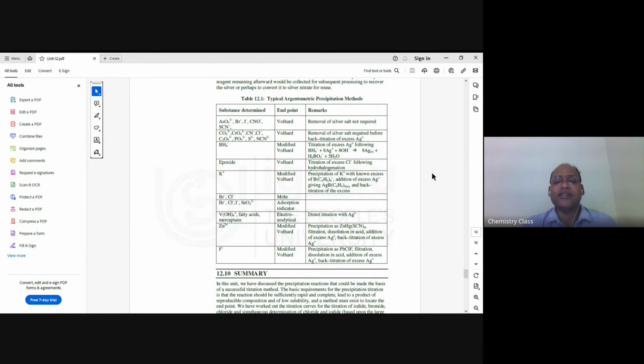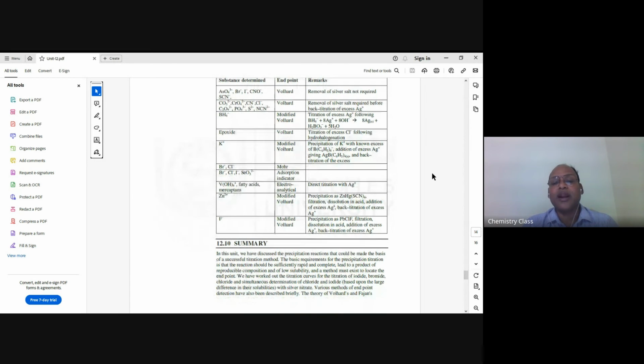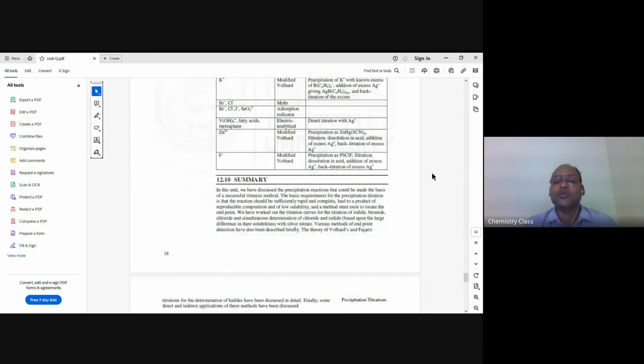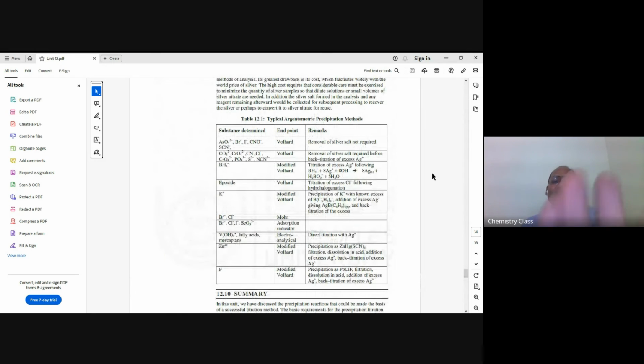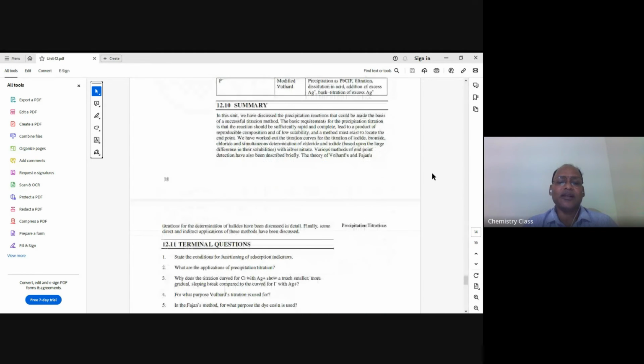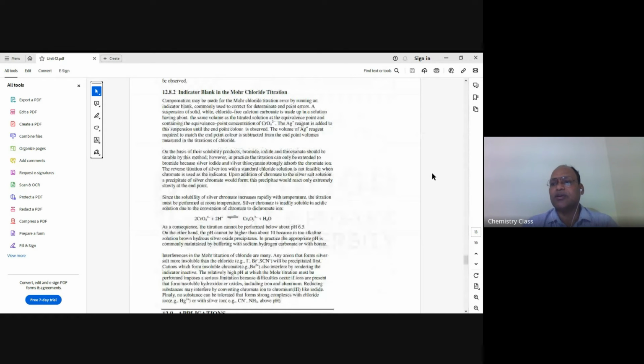For Br minus, Cl minus, I minus, SCN minus, you should use adsorption indicators. VO4, OH plus fatty acids, mercaptans and electroanalytical methods you can use. For Zn2 plus, modified Volhard, and for F minus, modified Volhard you can use. So these are the methods you can use for different kinds of substances. On the basis of what substance you have to determine, you have to use these particular argentometric precipitation methods. These are the things I will cover in this chapter, that is titration and all the things. If you have any questions, you can ask me.